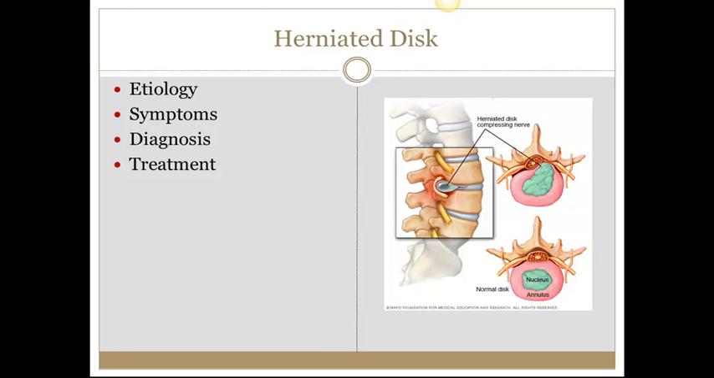Herniated disc. The etiology for herniated disc is a ruptured disc, slipped disc, or bulging disc in the spine due to injury. As you can see here, on top we have a normal disc, and here you can see the bulge, which then compresses the nerves that come into the spinal column.